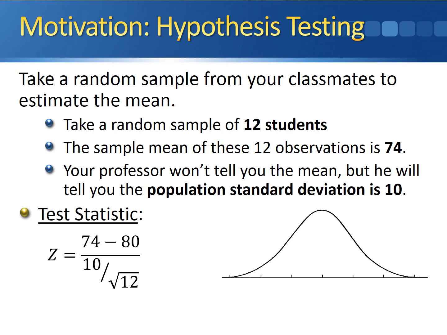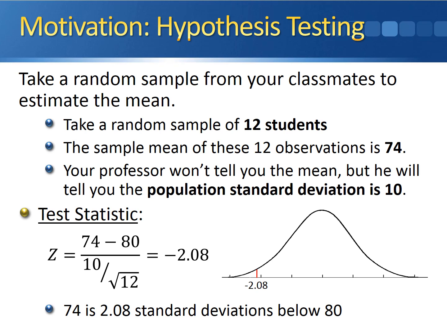Notice that this is the exact same equation that we used to standardize the sample mean a couple of classes ago. It follows a standard normal distribution, which is why we have the z out in front. And this equation literally tells us how many standard deviations 74 is away from 80. Working this out, what we end up with is negative 2.08. So in the end, this tells us that our sample mean of 74 is 2.08 standard deviations below 80.